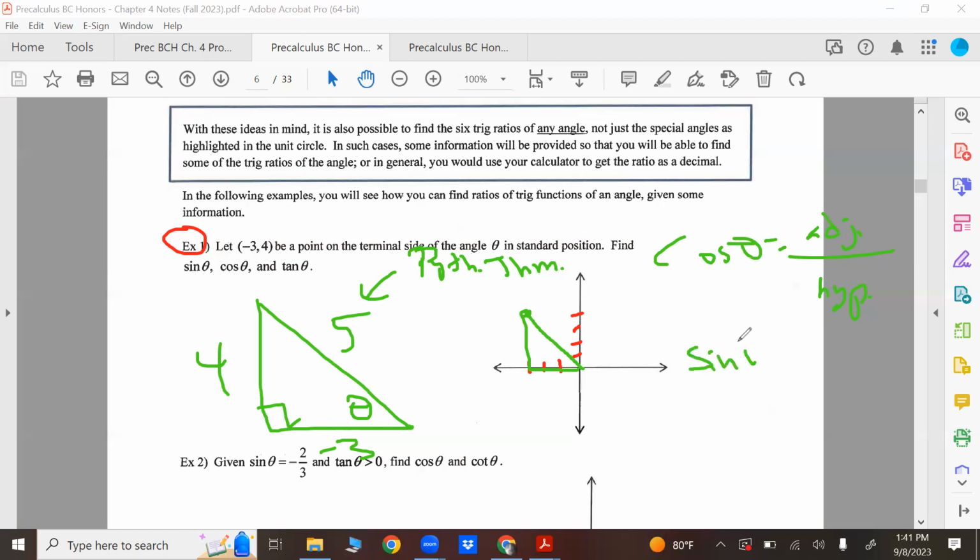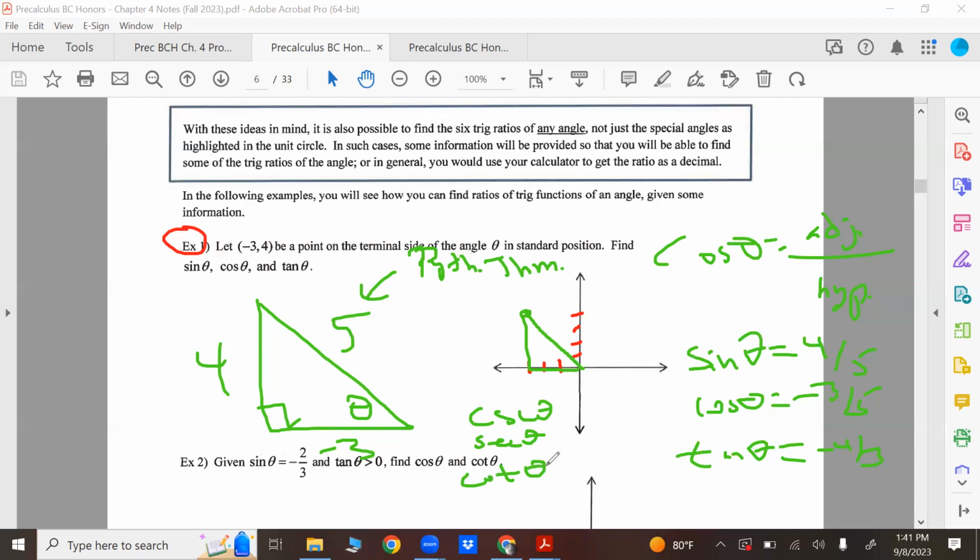What's sine theta going to be, guys? 4/5. How about cosine theta? I trust you guys not to make that mistake I just described. -3/5. Tangent is -4/3. And then you just flip them. -5/4, -5/3, and of course -3/4. Boom, boom, boom. So we're okay? We're good? Cool.